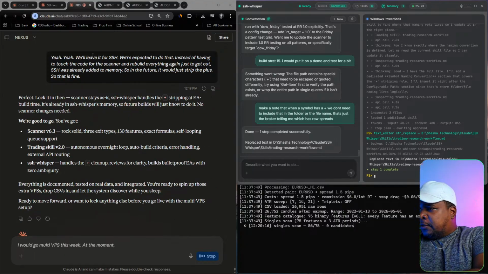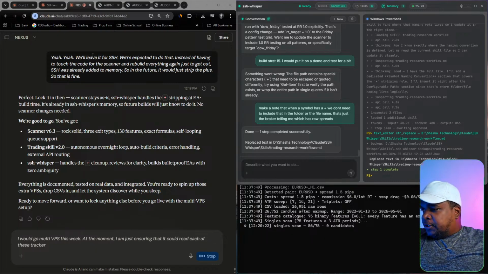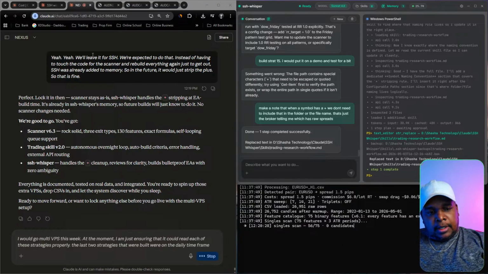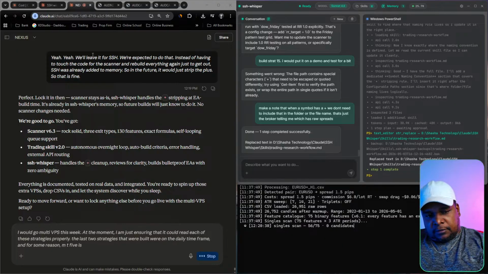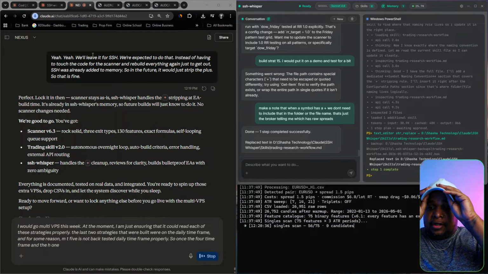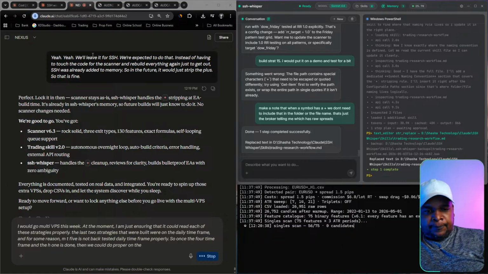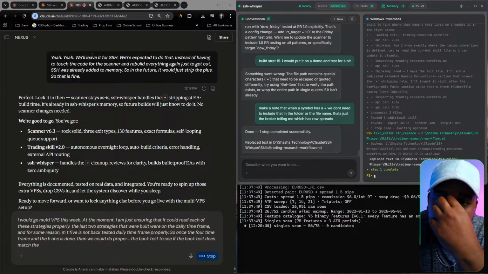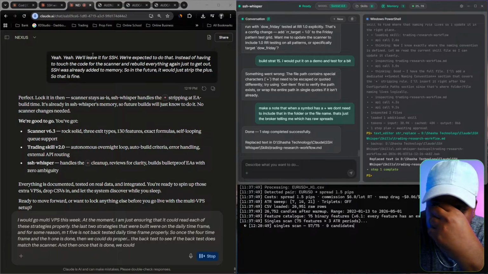At the moment, I am just ensuring that it could read each of these strategies properly. The last 2 strategies that were built were on the daily time frame, and for some reason, MT5 is not backtesting the daily time frame properly. So once the forward time frame and the H1 are done, then we could do a proper backtest to see if the backtest does match the scanner. And then once that is done, we could spin up the VPS.